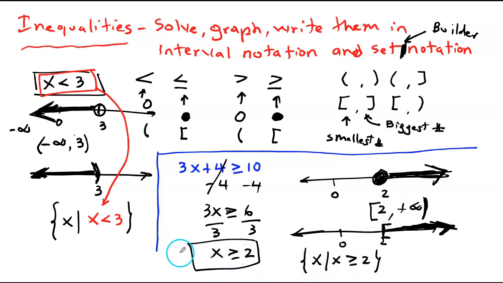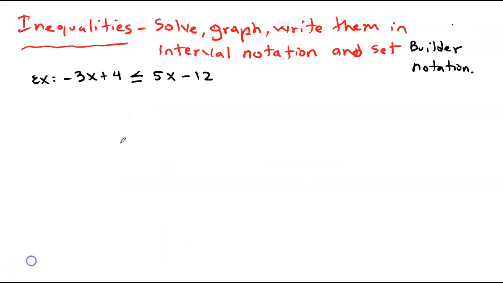Let's do a little bit more complicated. So we have this one now. Negative 3x plus 4 is less than or equal to 5x minus 12. Again, same thing as a regular equation. I have x's on both sides. My recommendation is that you always solve the same way. Most of my students like to have the x on the left side, so I want to cancel whatever is on the right. The first thing you do when you have variables on both sides is to cancel one of the variables. That will make your life much easier.